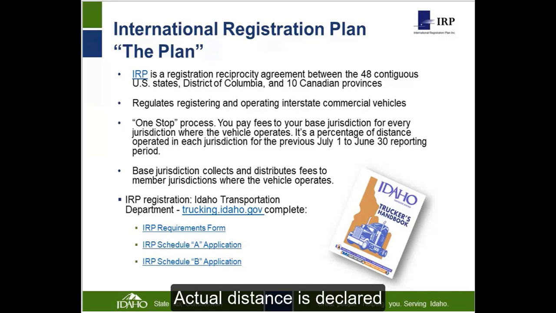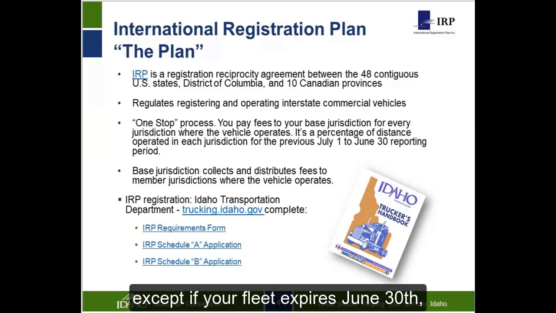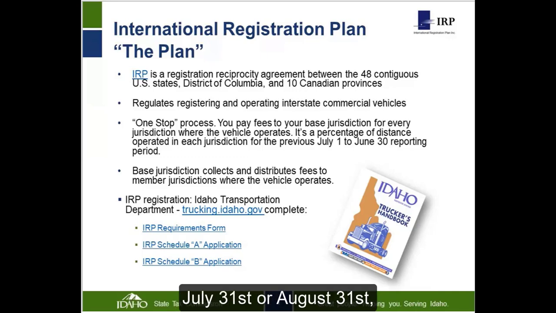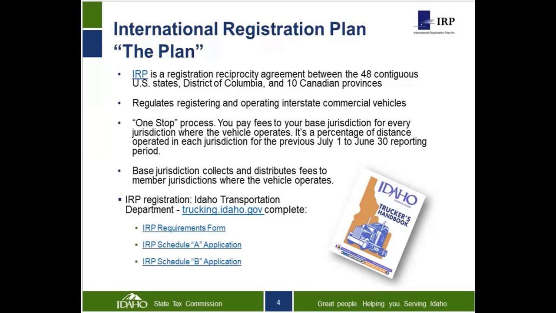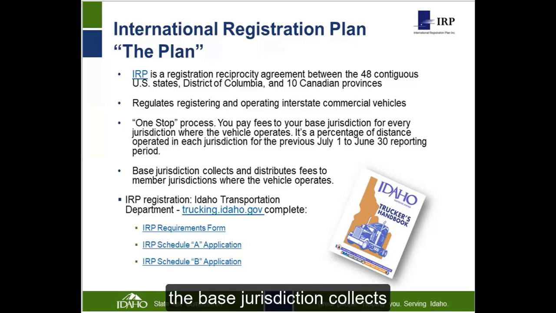Actual distance is declared for the reporting period, which is the previous July to June for the recently occurring June 30th, except if your fleet expires June 30th, July 31st, or August 31st, which is the prior July to June reporting period, or often we refer to that as the base period. So like I said, the base jurisdiction collects and distributes the registration fees to the member jurisdictions where the vehicle operates.